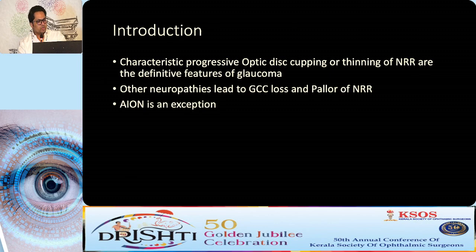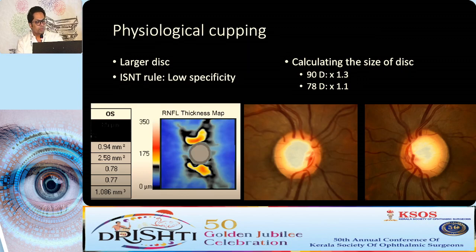Introduction to the glaucomatous optic neuropathy. It is a characteristic progressive optic disc cupping or thinning of the neural retinal rim. Those are the definitive features of glaucoma. The other neuropathies tend to lead to ganglion cell loss and pallor of the neural retinal rim. AION is an exception, and some of these AIONs can over time develop cavernous optic neuropathy. Not all cavernous optic neuropathies or cuppings are abnormal. Some of them can be physiological.